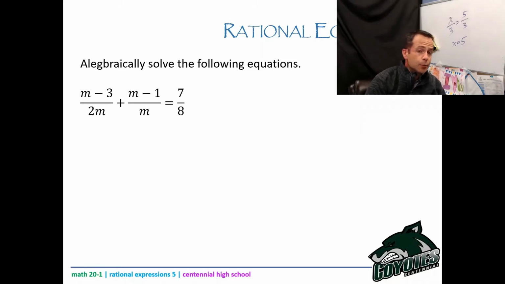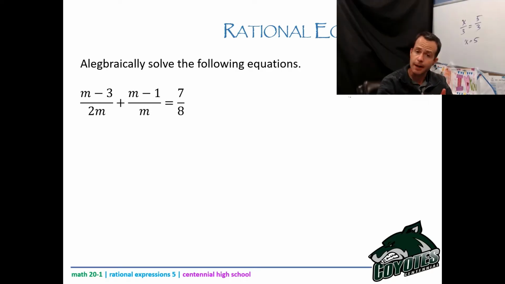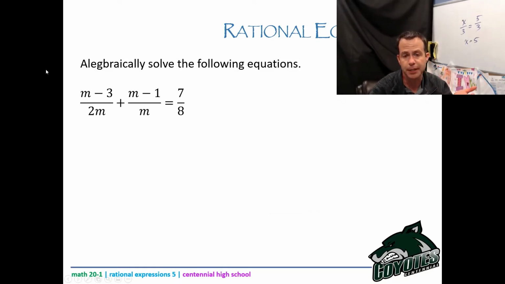Okay, so the next one is m minus 3 over 2m plus m minus 1 over m equals 7 over 8. Again, first step is to factor. Nothing really going on here, so we're okay on that. I need a common denominator. My common denominator is going to be 8m. I can change all of these into 8m through multiplication, right? This guy here, I need to multiply by 4.